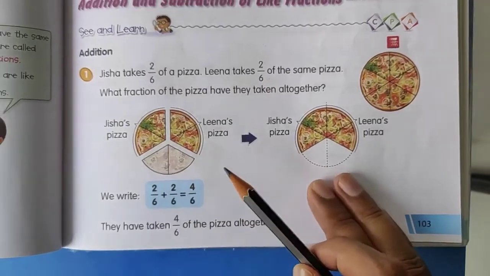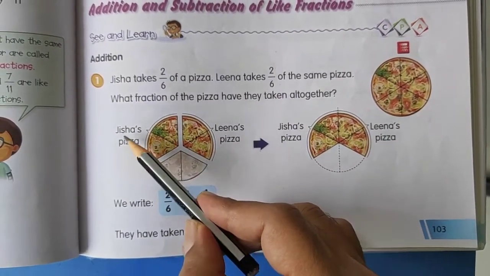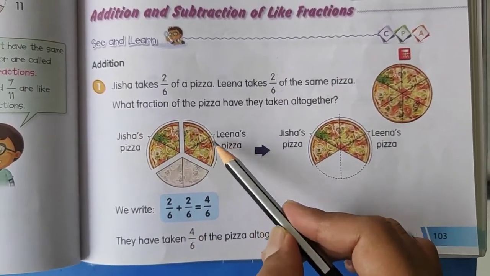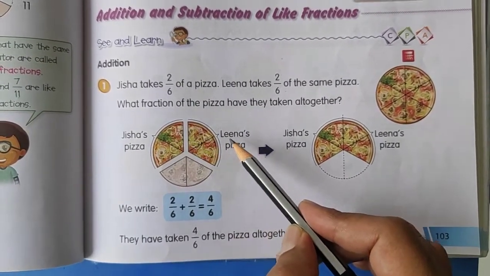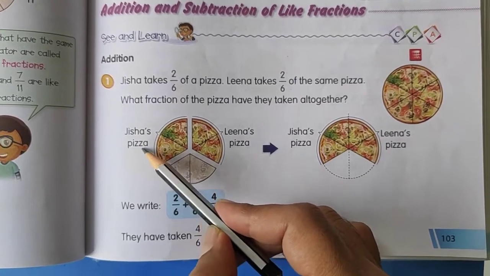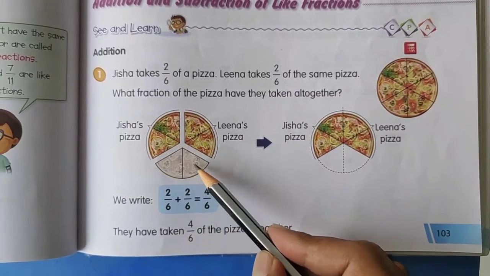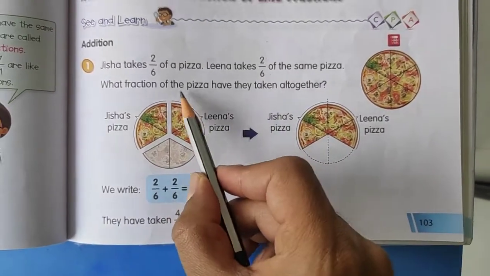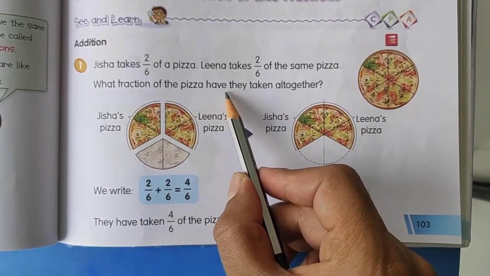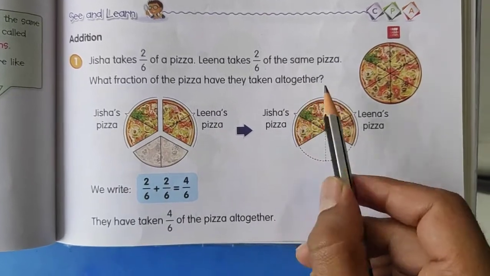Now what is happening here? 2 parts Jisha is eating, 2 parts Leena is eating. So these 2 parts are taken by Leena, these 2 parts taken by Jisha. These 2 parts are remaining. And now what is asked? What fraction of pizza have they taken together?